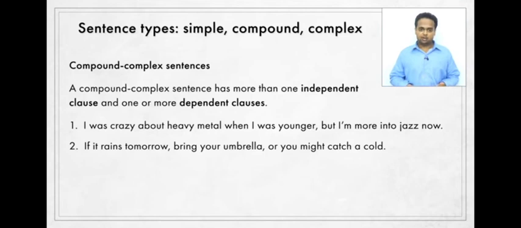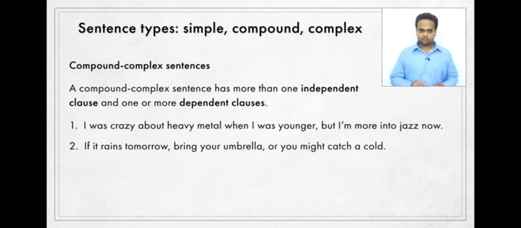For example, I was crazy about heavy metal when I was younger, but I'm more into jazz now. Heavy metal and jazz are genres or types of music. We see here that the first clause is independent. I was crazy about heavy metal. Then there's a dependent clause, when I was younger. Then there's a coordinating conjunction, but, and then another independent clause, I'm more into jazz now. So this is a compound complex sentence.